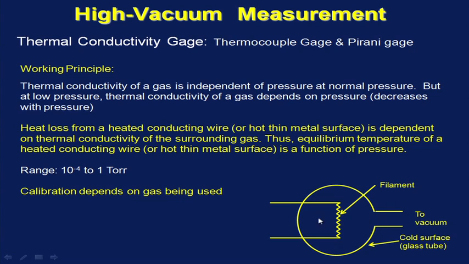Or if I am talking about a resistance wire, there will be change in resistance due to change in temperature, and if I measure the change in resistance, that also can be related to the pressure. So, this is the principle on which thermal conductivity gauges, namely thermocouple gauge and Pyrani gauge, will work. We can measure pressures from 10 to the power minus 4 torr to 1 torr using thermal conductivity gauges. The calibration depends on the gas being used.